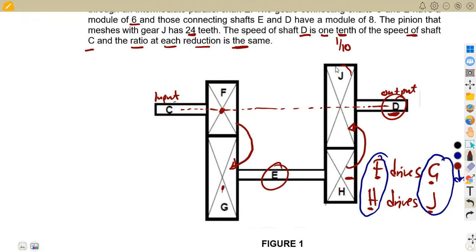So we are considering J and H, these ones, H and J. And also knowing on the driving part, on the input, F is going to drive G. And connected to the shaft, GH is going to drive J. That is the whole concept. So if you consider this, these are the drivers, whereas these are the driven. That is the whole concept.